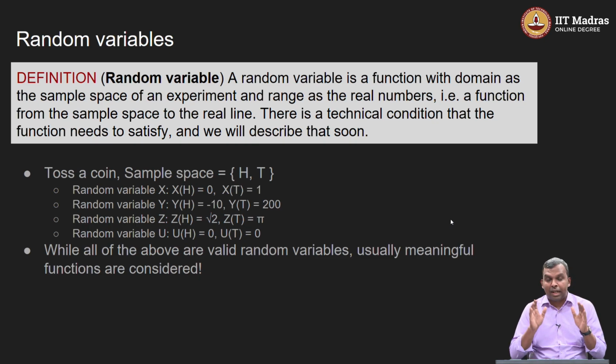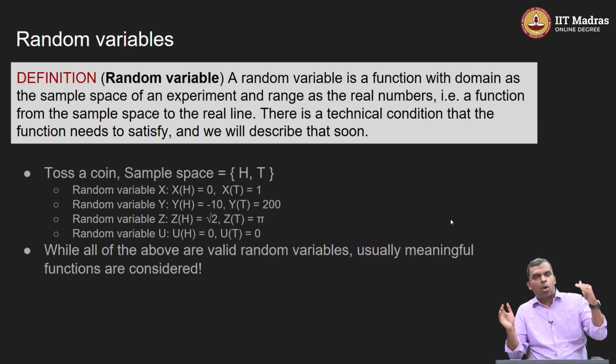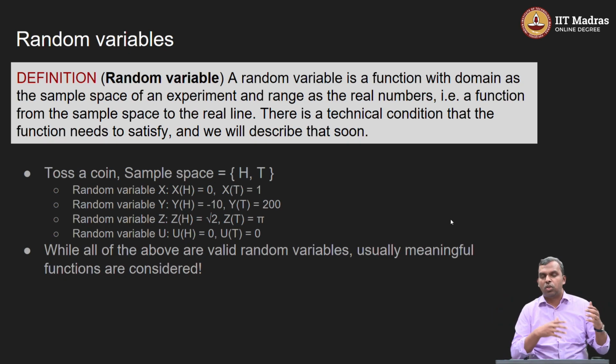Okay. So a random variable is a function from the sample space to the numbers. A random variable is going to take an outcome and map it to a number, just like the previous example we saw. So that's a random variable. There is a technical condition. I will describe that soon enough. The function needs to satisfy some property, but it's mostly not very important to us. Okay, so here's an example.